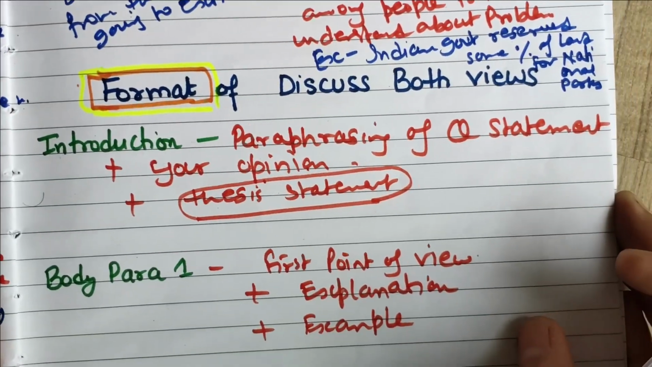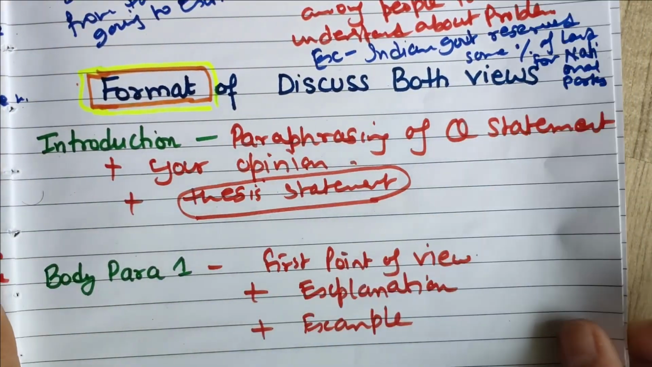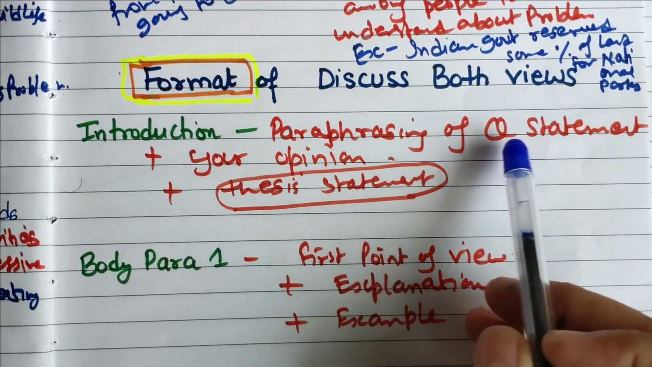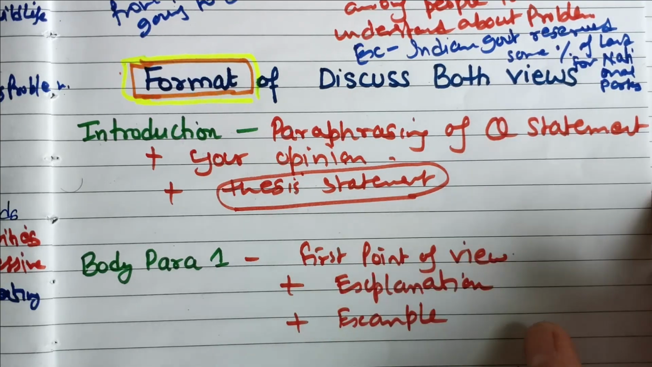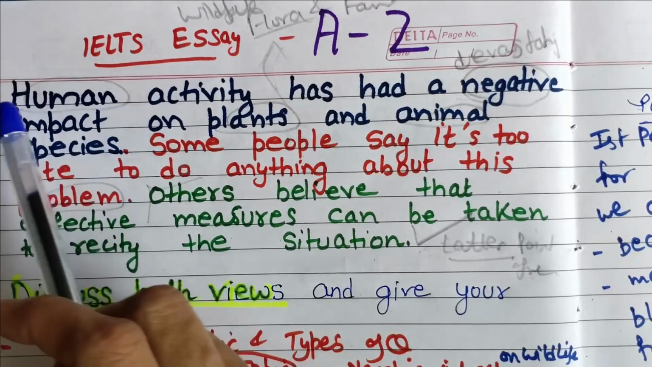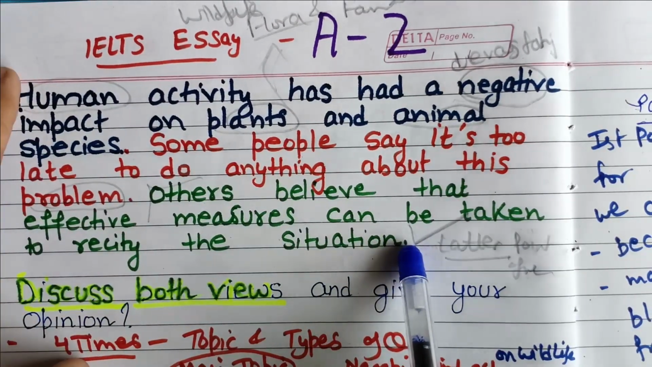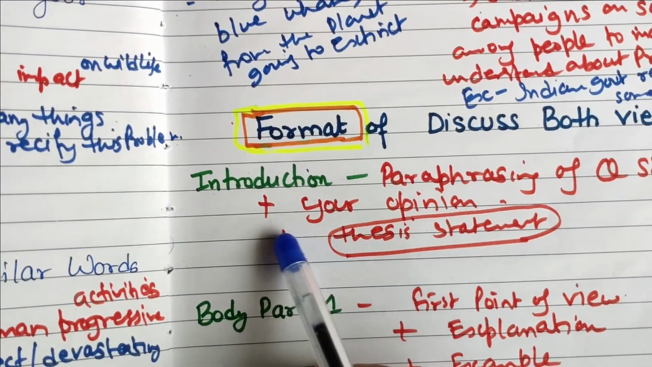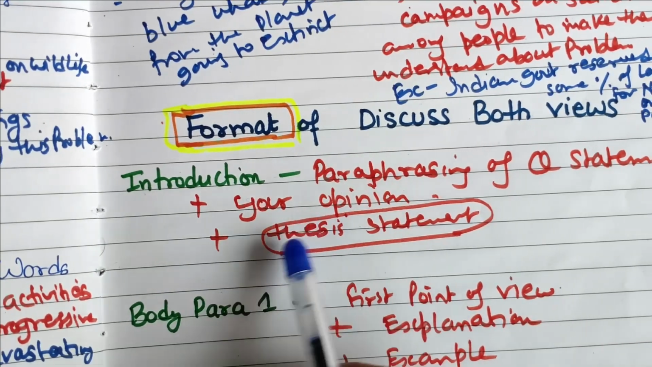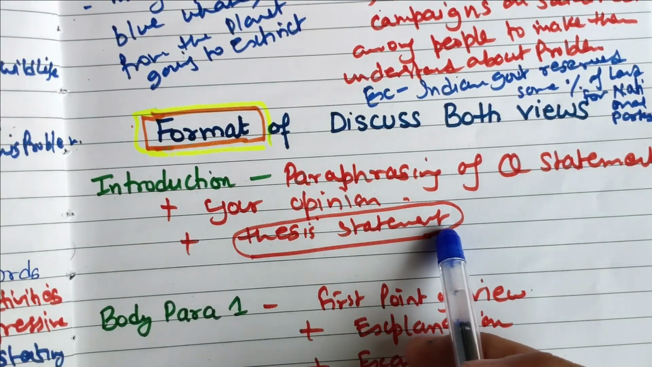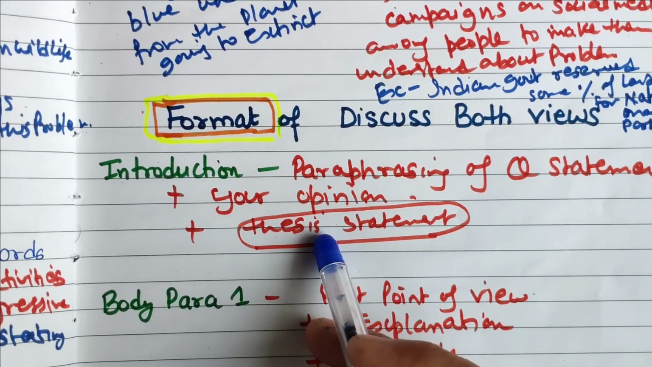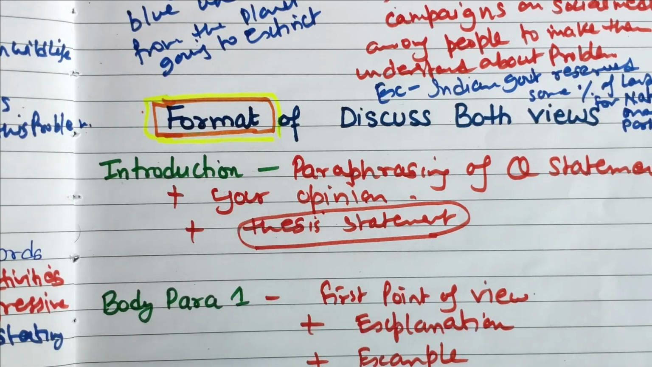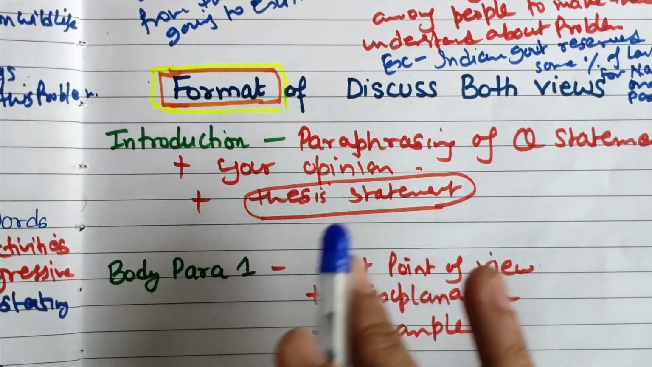Now come to the format of discuss both views. What kind of format should we adopt? First, as you know, the introduction. In the introduction, we are going to paraphrase the question statement. You can see the question again: from here to here, the full question we are going to paraphrase in our own language. Plus your opinion, with the help of a thesis statement. It's optional. If you want to give a thesis statement, then it's okay. Otherwise, it will be clear with the help of paraphrasing and your opinion. But it's better to give a thesis statement, I will say.